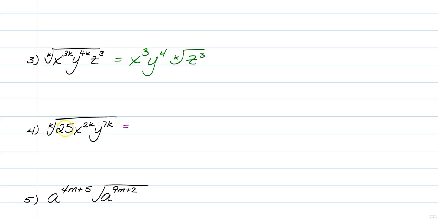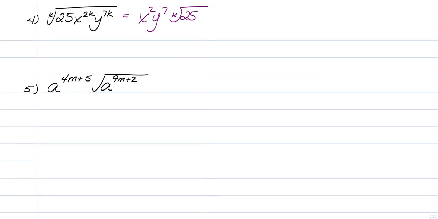So again, 25 is 5 squared and 2 is not divisible by k. So we're just going to have the kth root of 25 inside. Now 2k divided by k is 2, so we can take out an x squared. 7k divided by k is 7, so we have y to the 7th. And we're done. There's nothing else we can do.